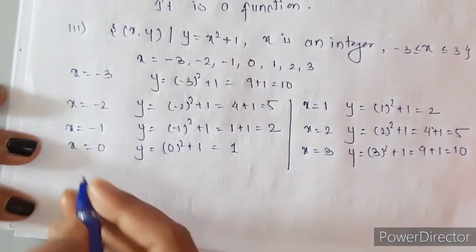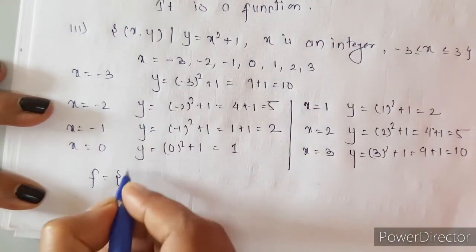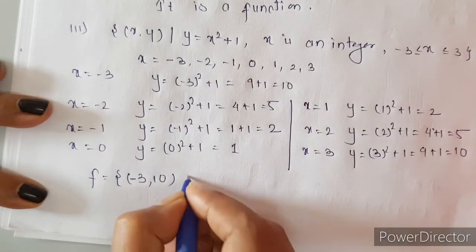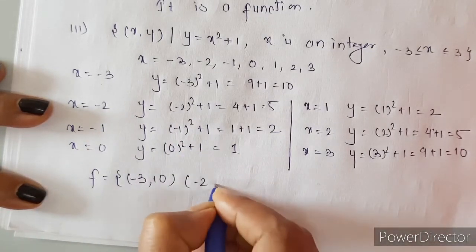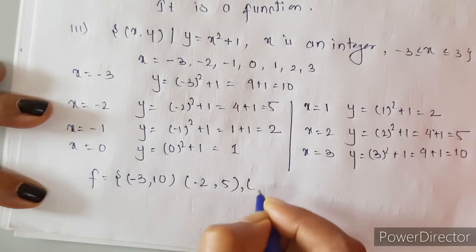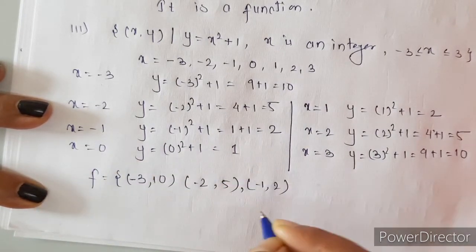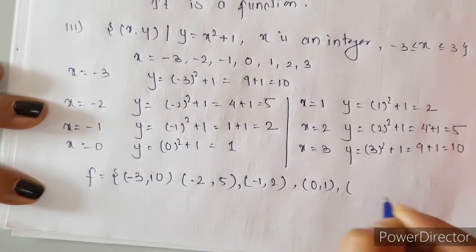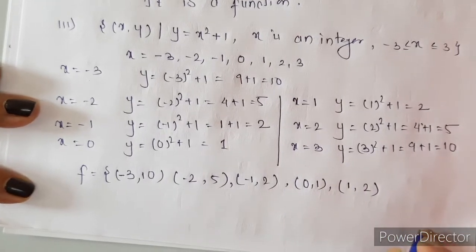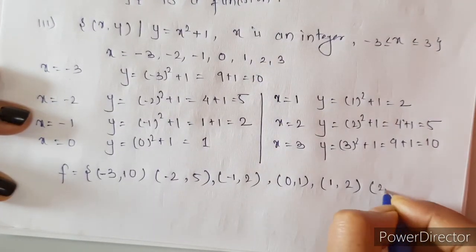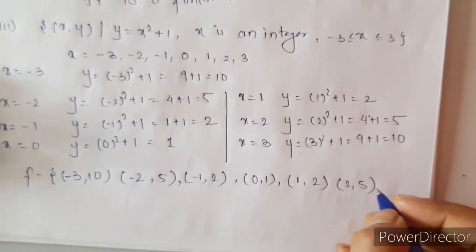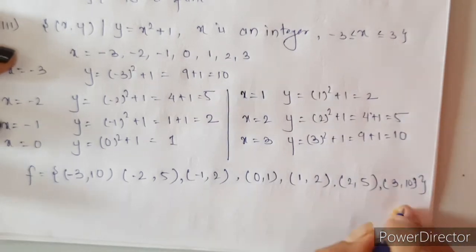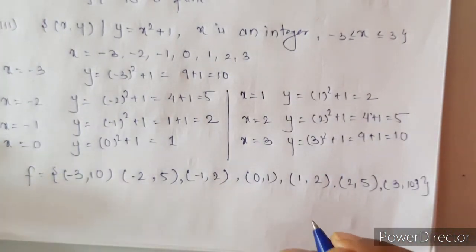Now we have to write the ordered pairs. When x equals minus 3, the value of y is 10. When x equals minus 2, y is 5. When x equals minus 1, y is 2. When x equals 0, y is 1. When x equals 1, y is 2. If x equals 2, y is 5. And the last one, if x equals 3, y is 10. So this is our set of ordered pairs, and we got the ordered pairs for the relation.